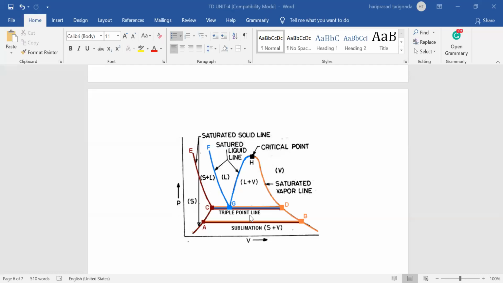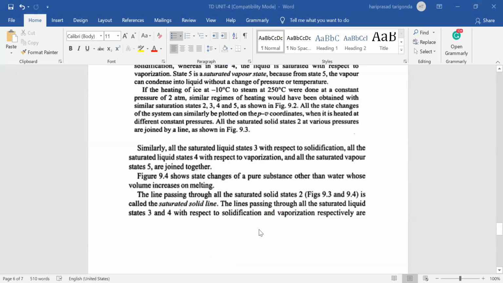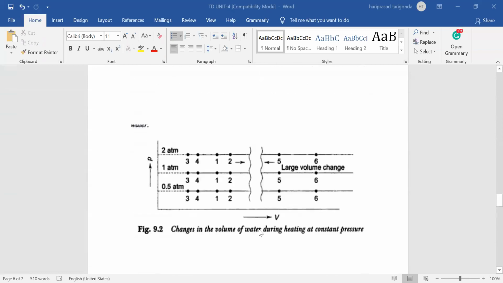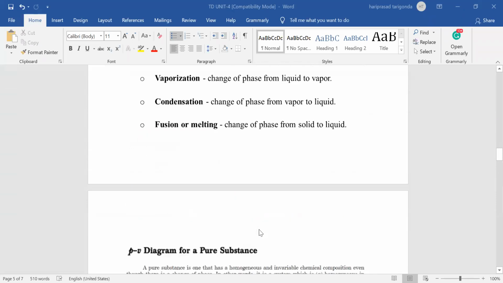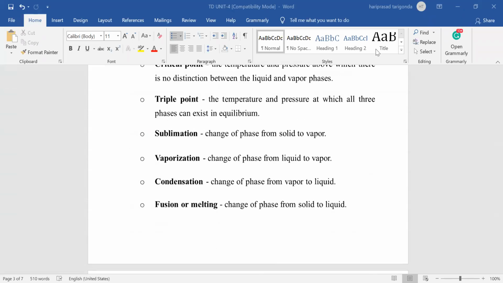Teja, any doubts you can ask me. I will clarify. This is the PV diagram of water. Any doubts, no? Teja will ask doubts on doubts. That's why I'm waiting for it.